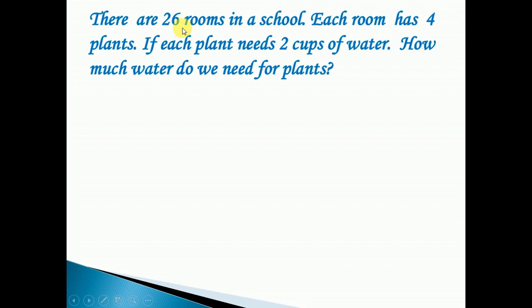There are 26 rooms in a school. Each room has 4 plants. If each plant needs 2 cups of water, how much water do we need for the plants?